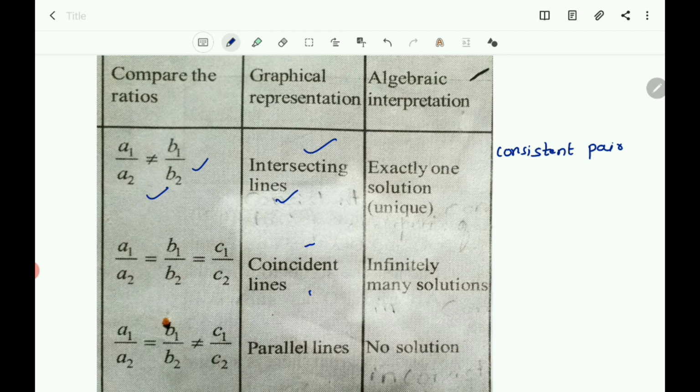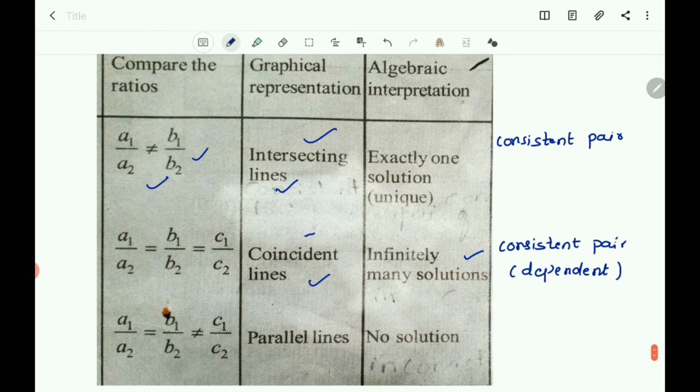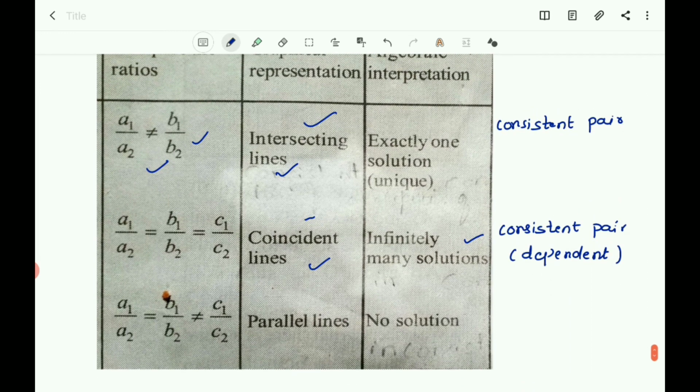And if A1 by A2 is equal to B1 by B2 is equal to C1 by C2, they are coincident lines. And there are infinitely many solutions. They are dependent and consistent. In this case also they are a consistent pair, and also you can say they are a dependent pair.